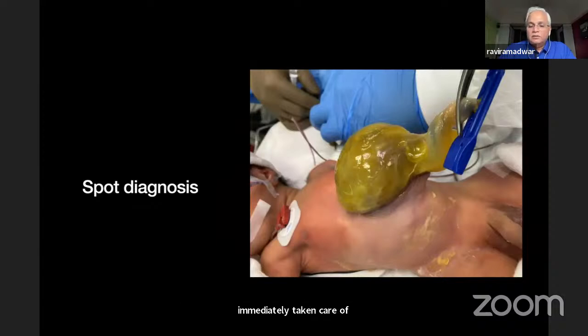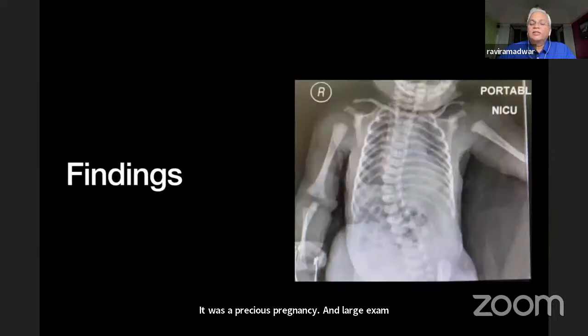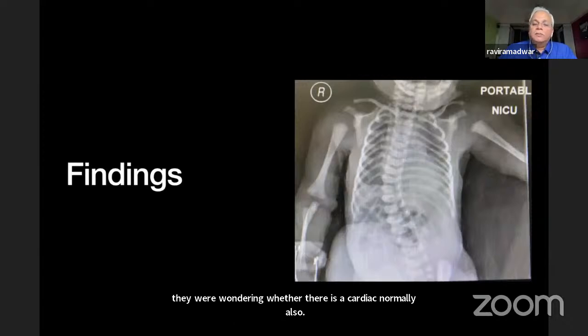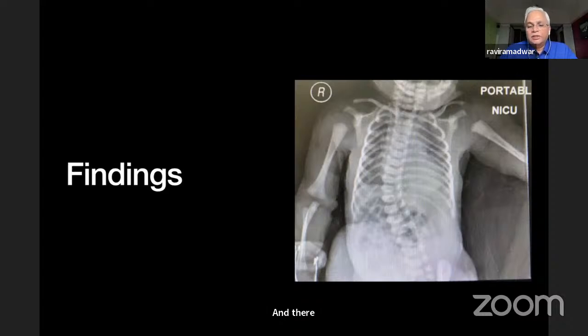Spot diagnosis: exomphalos, generally picked up antenatally. Many times they are terminated. But this is a baby who came from Singapore because they wanted to maintain the pregnancy. It was a precious pregnancy with a large exomphalos. We did an X-ray on the child, and the child also had a kyphoscoliosis. So remember, there will be complex anomalies. This child also had a hypoplastic right ventricle, so they were wondering whether there is a cardiac anomaly also. And there was absence of the 12th rib on the left side. You can see that there is hardly any space in the abdomen on the left side.